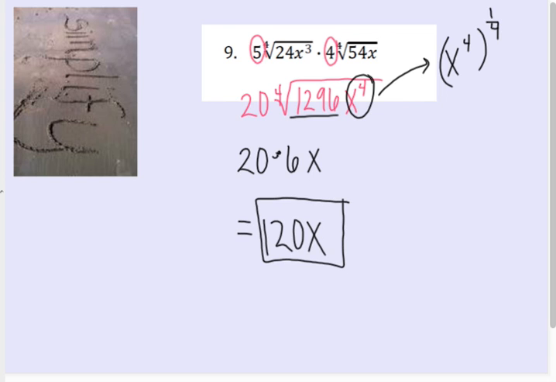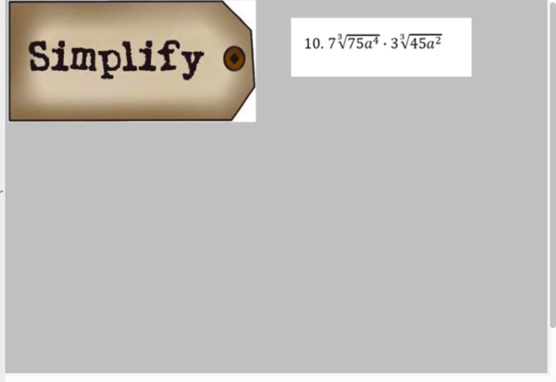And the last one for this video, similar to the one we just did, multiply those terms out in front of your radical. So I would have 7 times 3, so I would have 21. Then I would have the cubed root of 75 times 45 gives you 3,375 a to the 6, because I would add 4 plus 2.